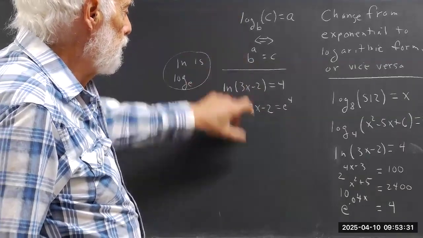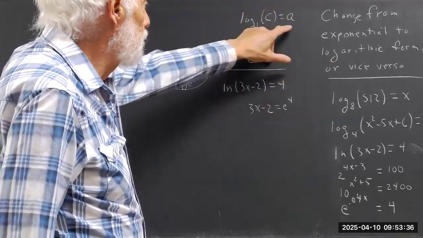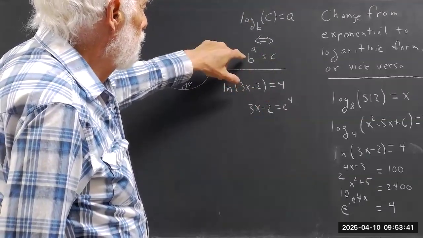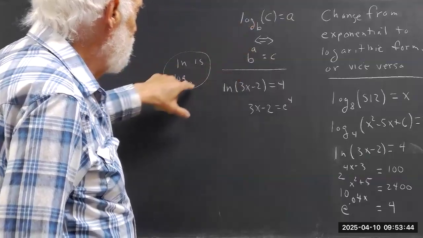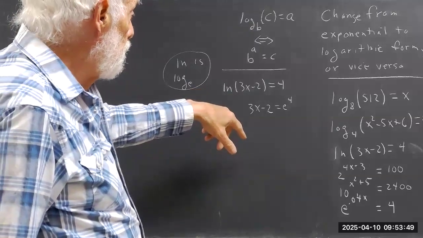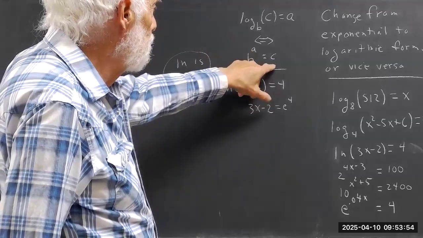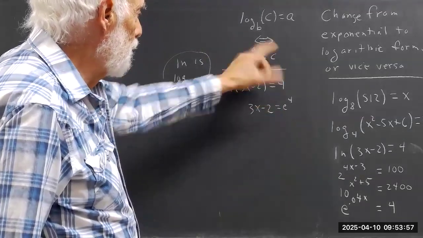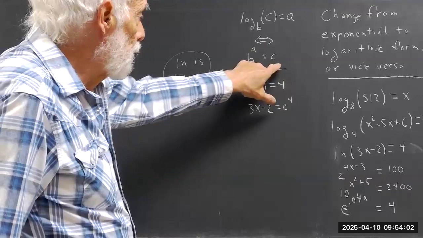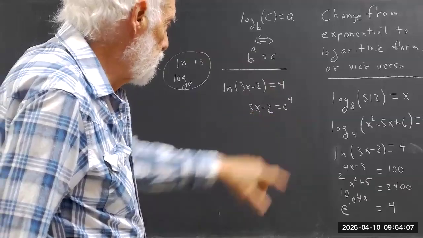We use these equivalences. We pretty much see that in this expression, A would be your 4 and C would be 3x - 2. So B is e, and you automatically know that when you see natural log. So we get 3x - 2, which is your C. Of course, I've got this backwards from the way I had it, but I want the x over here. So the C is 3x - 2, B is e, and A is 4, so we get this.